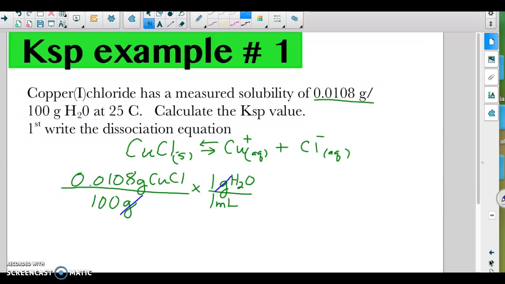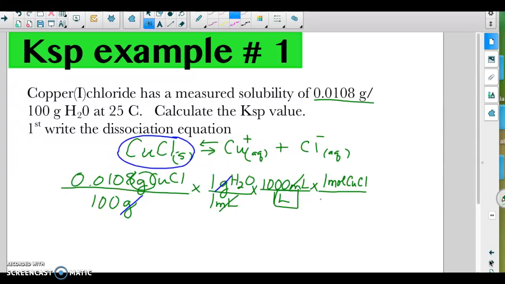So we're trying to get our milliliters to liters and our grams to moles so that we know the molarity of the copper chloride, and then we can use the mole-mole ratios to get the molarity of the copper ions and the chloride ions. So I would then want to make sure that I am in liters. I know there's 1,000 milliliters in a liter, so I can cancel. So at this point, I'm in liters, which I need. Now I'm going to get rid of my grams. So I know the molar mass. 1 mole of copper(I) chloride has a mass of 99.00 grams. So if I look at this, my grams cancel, I'm in moles per liter. So I do have a molarity at this point.